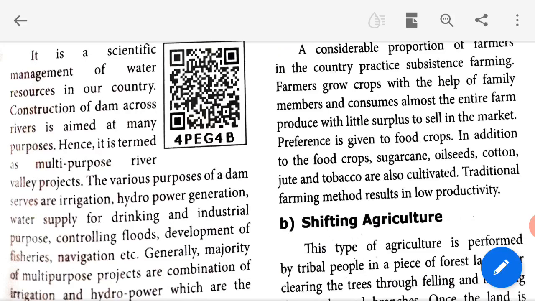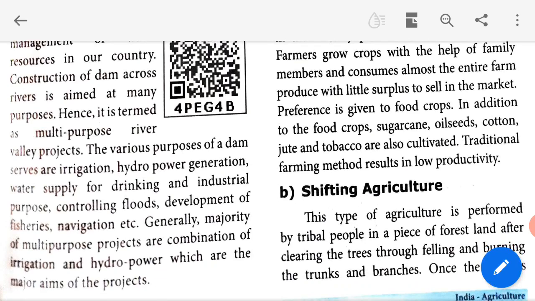Preference is given to food crops. So those type of people, they will only cultivate food crops. In addition to the food crops, sometimes they grow sugarcane, they grow oil seeds, cotton, jute and tobacco are also cultivated. Traditional farming method results in low productivity. So these type of people, they will be doing this for years. So they won't go in for modern technology. They will use only old fashioned technology.